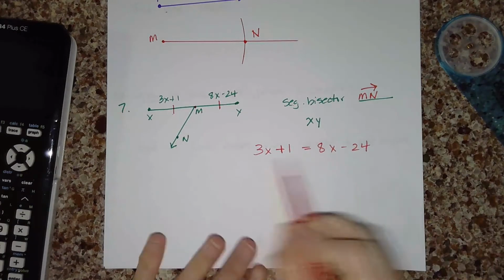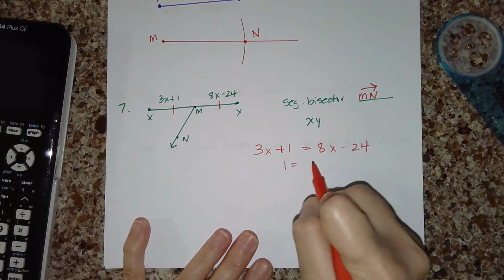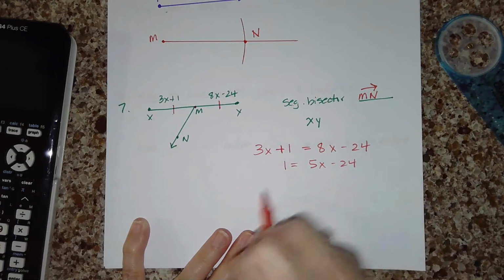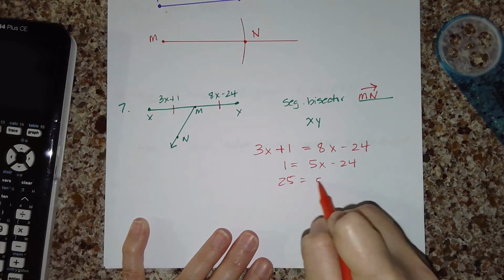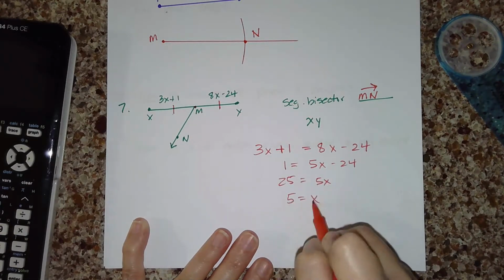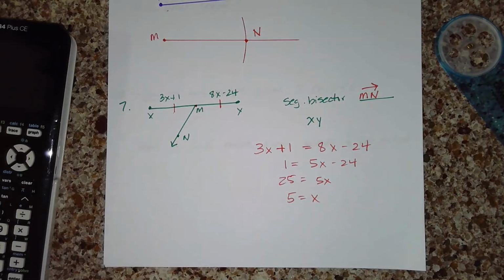Now I'm just going to solve for x. So I'm going to subtract 3x from both sides. I'm going to add 24. And I'm going to divide by 5. So I get x to equal 5. Be careful, this is not the answer.